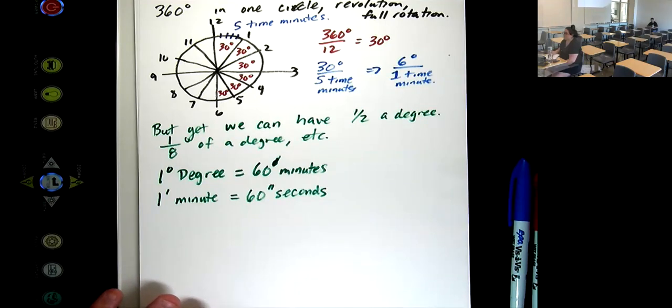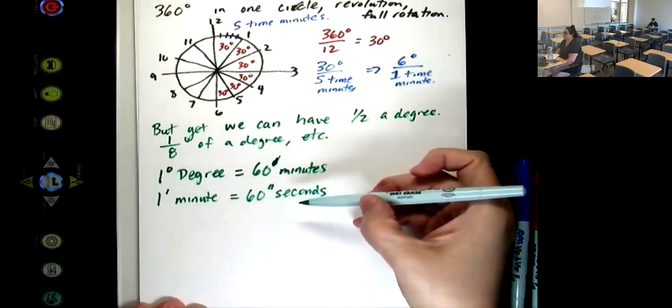Which is terrible. Clearly whoever came up with the clock and whoever came up with this notation system had degrees and minutes. They use the same words throughout them both, but they mean different things entirely. Other than 1 minute is 60 seconds, that correlates to time as well.